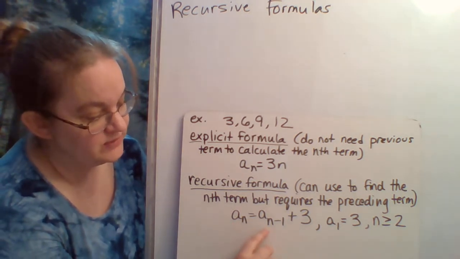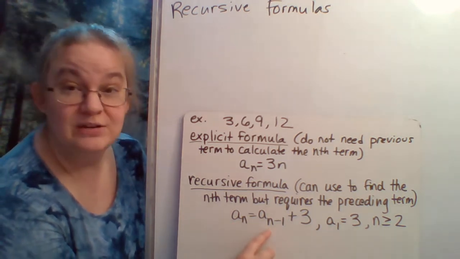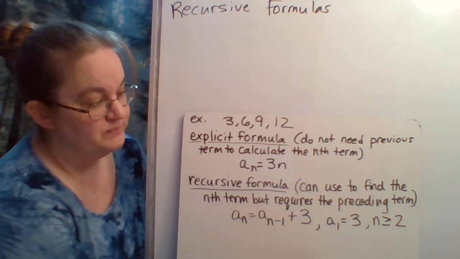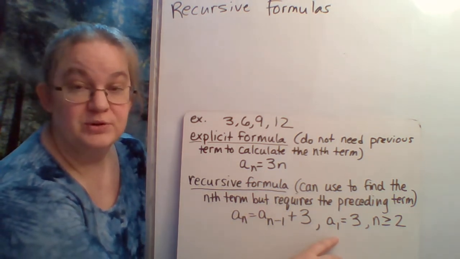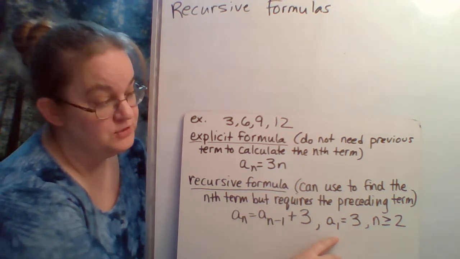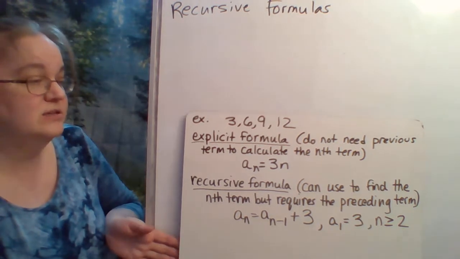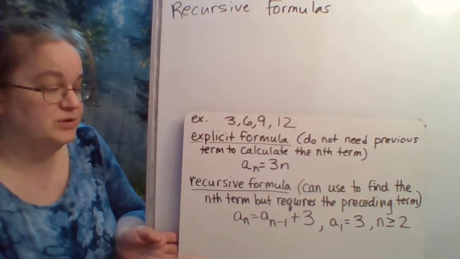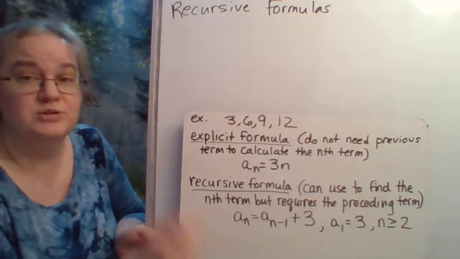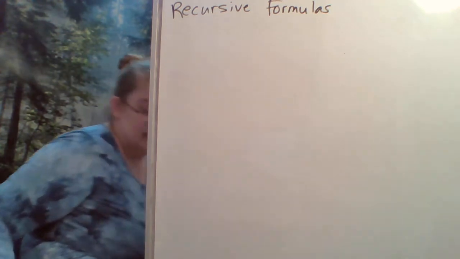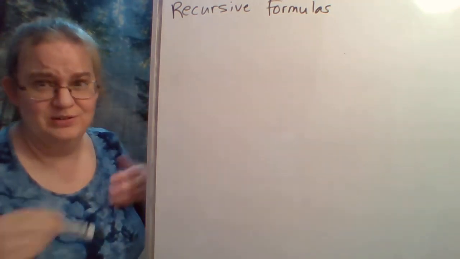So if I wanted to find the 30th term, I would need to know what the 29th term is, because I'm adding 3 each time. When you're writing recursive formulas, you're going to need to have the first term listed as well as the domain. We're going to focus on recursive today, but you actually will be writing some explicit formulas too. So let's take a look at how to deal with a recursive formula.